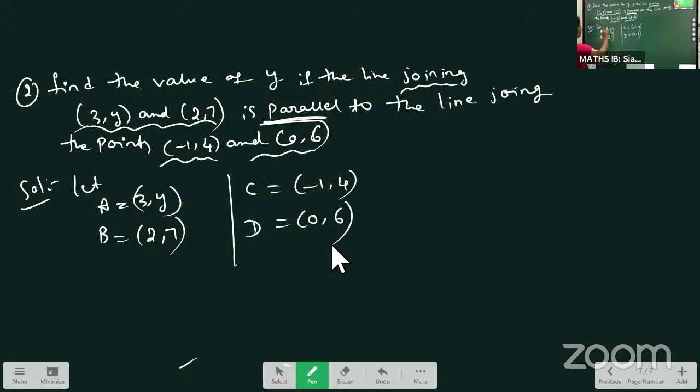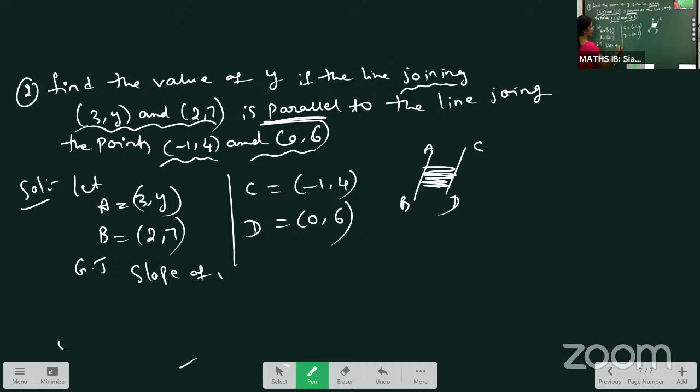The line joining AB is parallel to the line joining CD. This is your AB line, A and B, and this is your CD line. They are parallel. The condition for parallel is like this: when two lines are parallel, their slopes are equal. So given that, directly you can write slope of AB is equal to slope of CD.